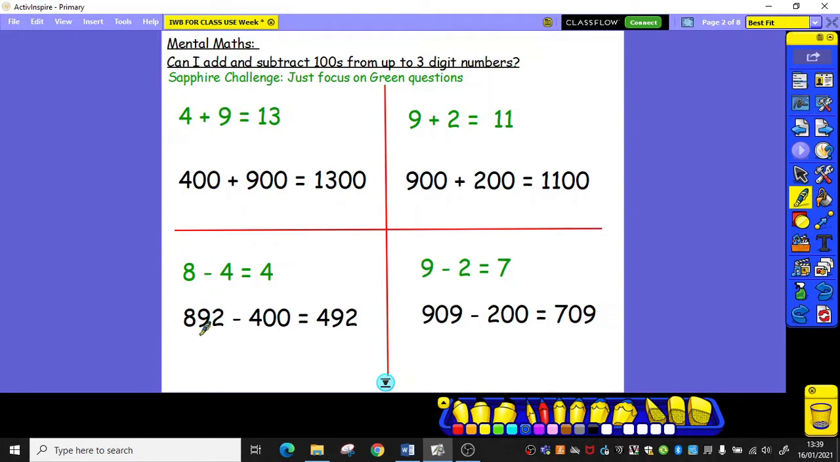If I'm doing 892 take 400, I know that half of 800 is 400, therefore my starting number is going to be 400. And as we've said previously, we still get to keep the 92 as there was nothing in the tens and ones to subtract from it.